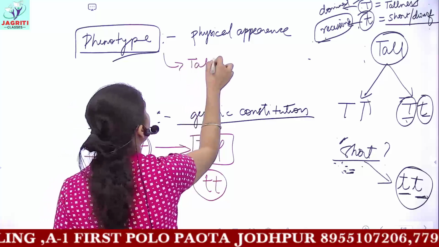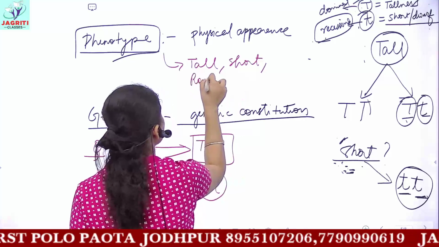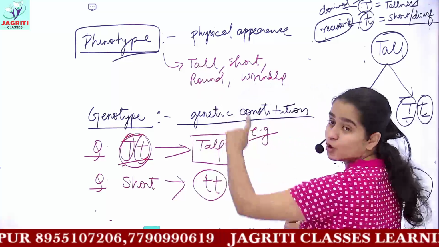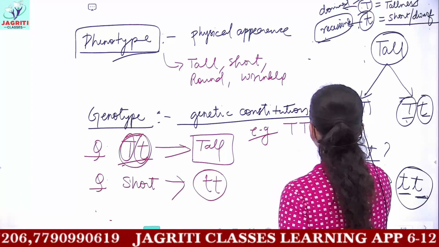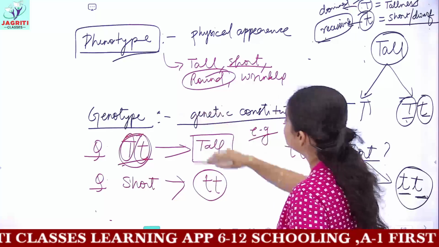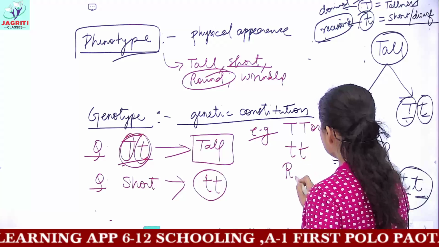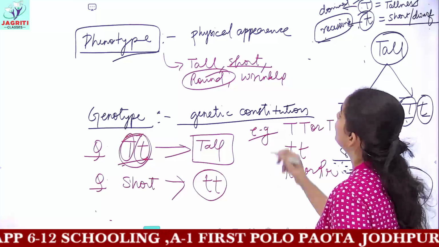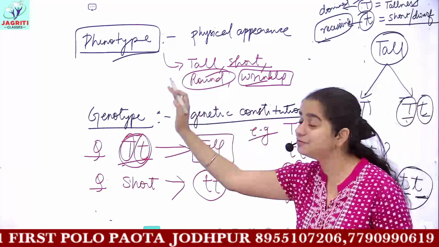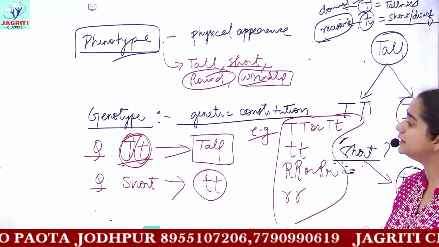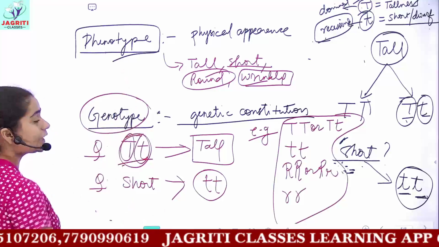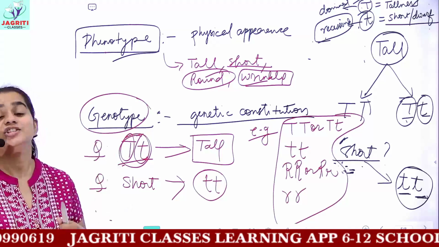Phenotype is the physical appearance of the plant, for example, tall, short, round seeds, or wrinkled seeds, anything. And if you are asked about the genotype, then the genotype for tall can be capital T, capital T, or capital T, small t. The genotype for short would be small t and small t. The genotype for round seeds, round is the dominant trait, would be capital R, capital R, or capital R with one small r. And the genotype for wrinkled would be small r, small r. So these words are the physical appearance, the phenotype, and these alleles or the genetic composition give you the genotype. Now when we study the crosses, you have to provide the ratio of phenotype, which is called the phenotypic ratio, and then you have to write the genotypic ratio as well.